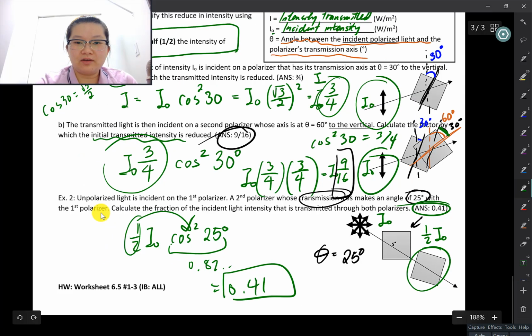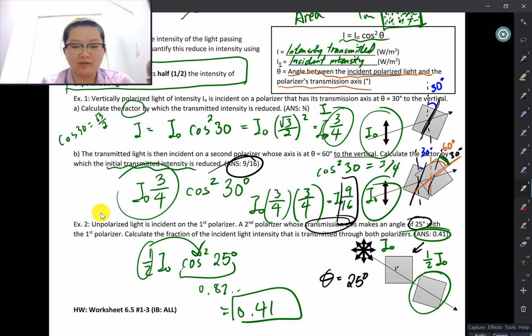Okay, so these are the 3 questions. I think they give us some coverage. Hopefully this will help you with the rest of your questions.